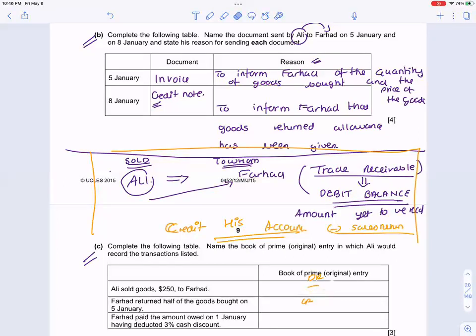That is the reason when a debtor or a trade receivable returns the goods, I give him a credit note. I give him a credit note to tell him that I have credited your account. I have removed the balance that you had to pay me from your account. I have credited your account. Are you with me?